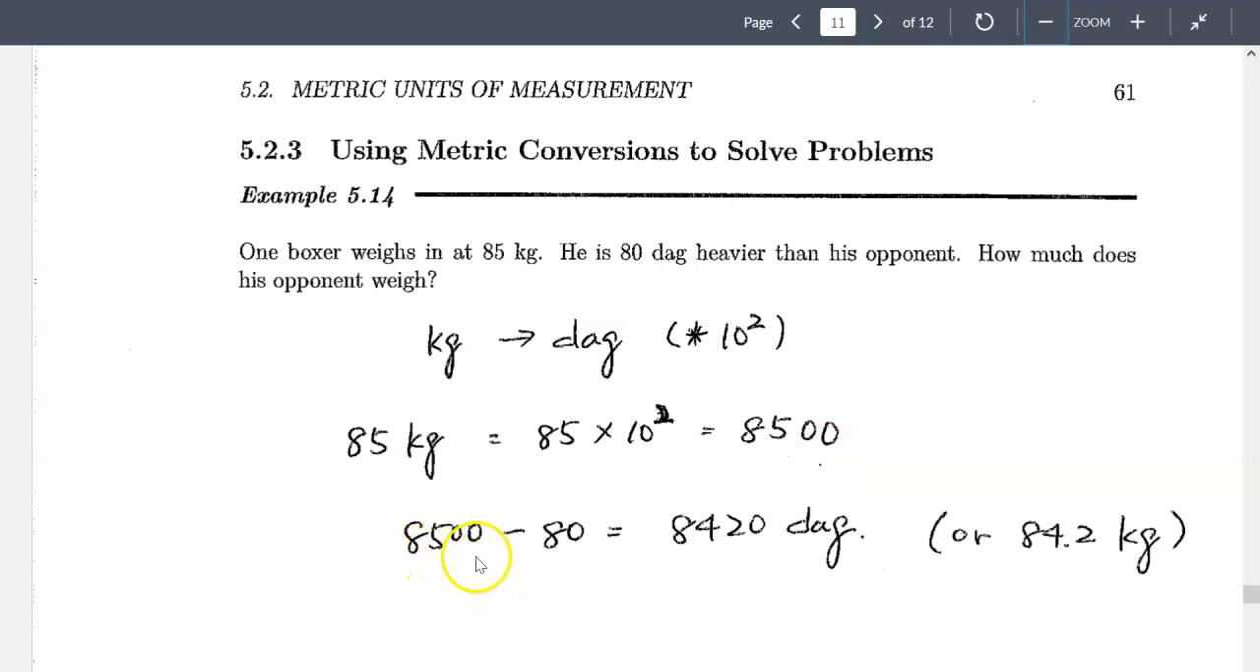Then we take 8,500, that's the weight of the boxer, and now we need the opponent, who is 80 decagrams lighter. So we subtract 80, and the answer is 8,420 decagrams. Now, if you want to do this whole question by changing decagrams to kilograms, it will work as well. Your answer would have been 84.2 kilograms instead.